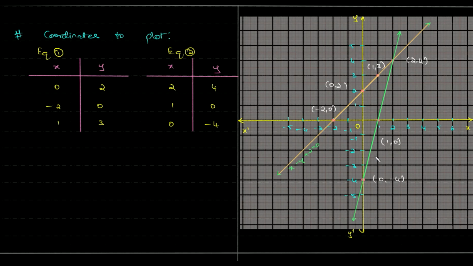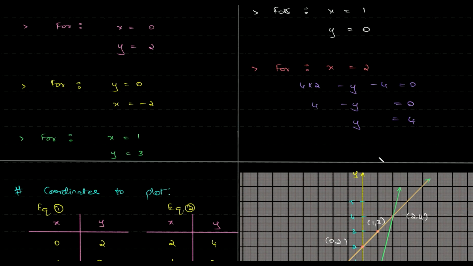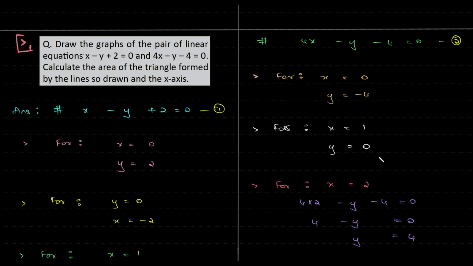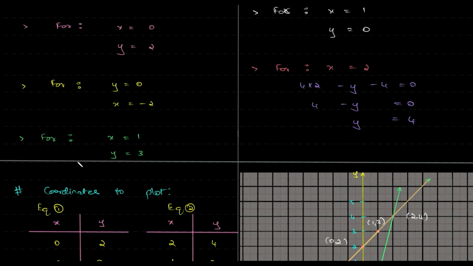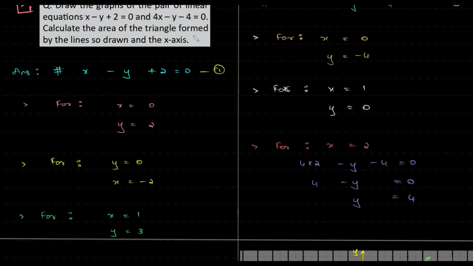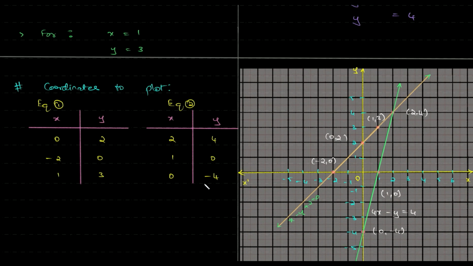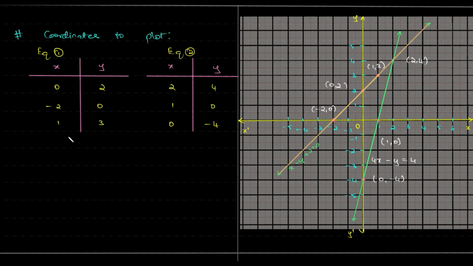And yeah, the last equation. So the last equation is what we have: 4x minus y is equal to 4. Okay, this is a complete graph. And now they're asking for what? They're asking to calculate the area of the triangle formed by the line so drawn and the x-axis. So which is that part? Now that is something that you guys have to help me out with.